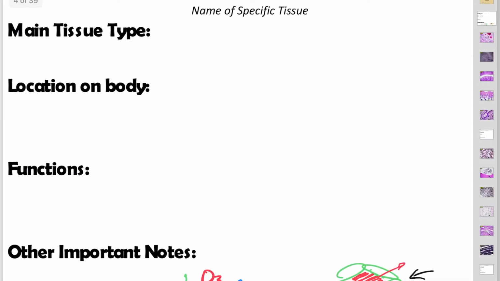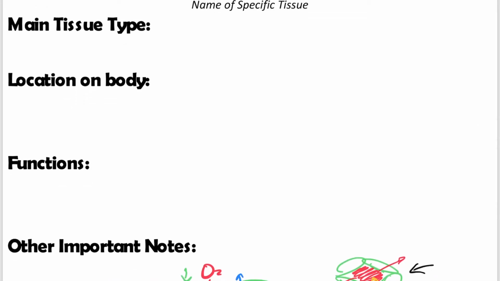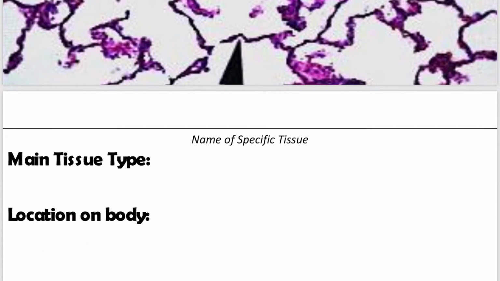So a couple things that I want you to put on your flashcard. Let's grab a black marker here. First is the name of the tissue. So this is simple squamous.